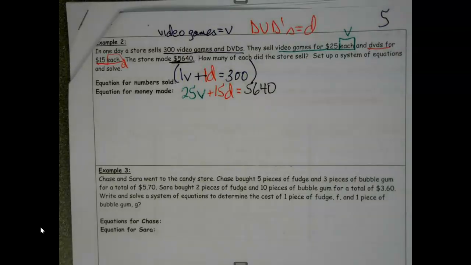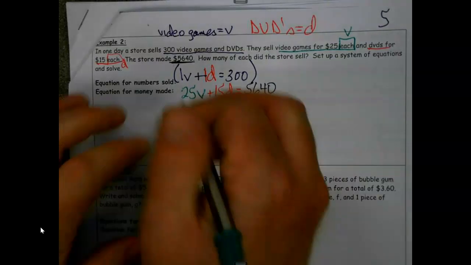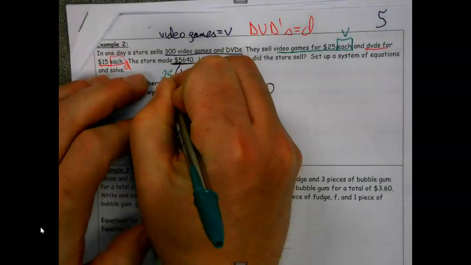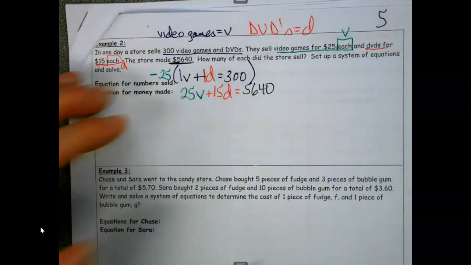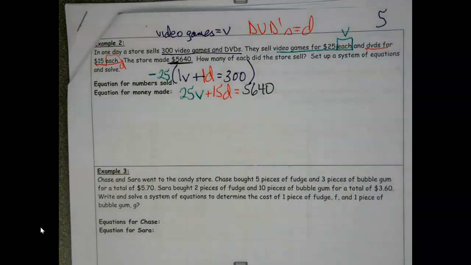Why am I choosing the top one? Is it just random? No. Because we always look where the smaller number is. So here's the question. I'm starting with 1. I want to get to 25. What do I have to multiply by? 25. But I have to multiply by negative 25.